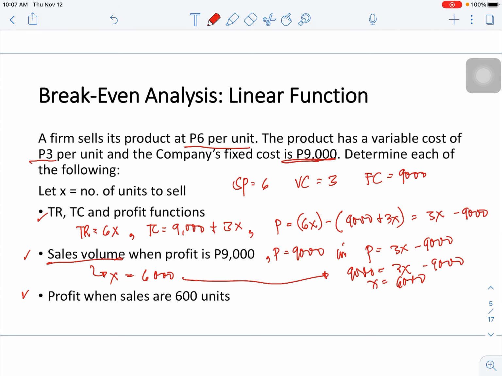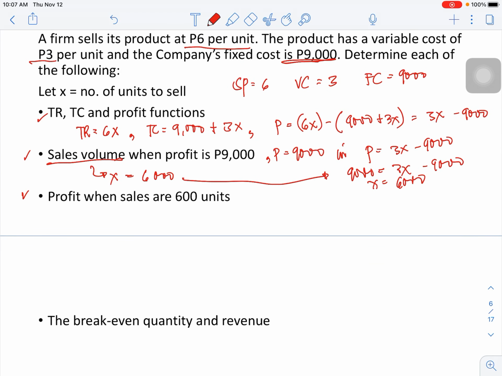Next, profit when sales are 600 units. So we have here again our profit function. P is equal to 3x minus 9,000. So P is equal to 3 times 600 minus 9,000. P is equal to negative 7,200. Since this is negative, it means that this is a loss.